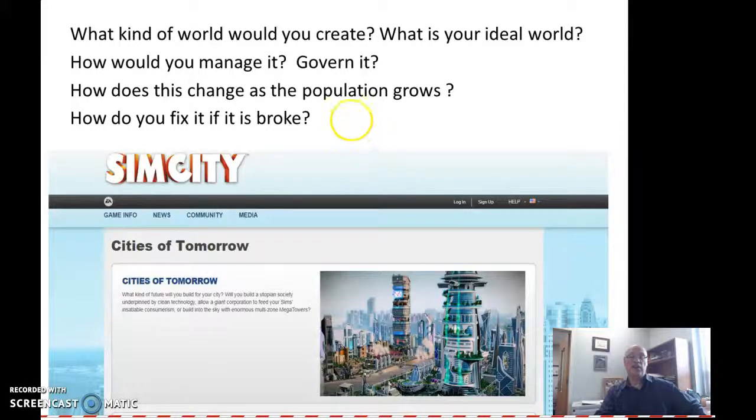These are the issues that we need to face in our world today, but they're also the issues that were faced by Israel as it began to grow in this segment of the Bible.